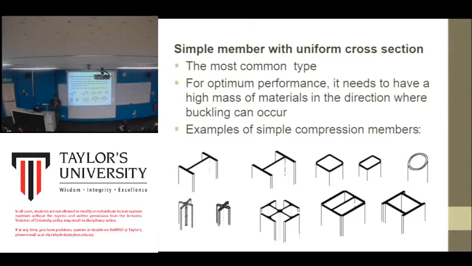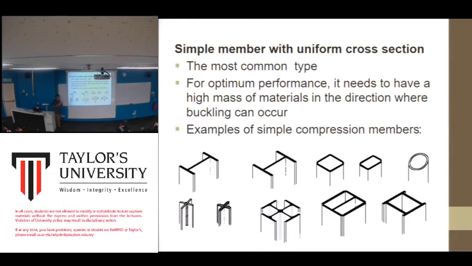Simple member with uniform cross section is basically the normal columns that you use, right? Not necessarily rectangular shape, not necessarily concrete or timber. It can be using any materials. It's just that the type is differentiated by the shape itself, right? Normally in timber and in concrete, the shape will be more or less similar, either rectangular, square, or circular. But when you look at steel sections, steel columns, you can see a variety of shapes or sections of the column. This is the most common type of column that you use in buildings.